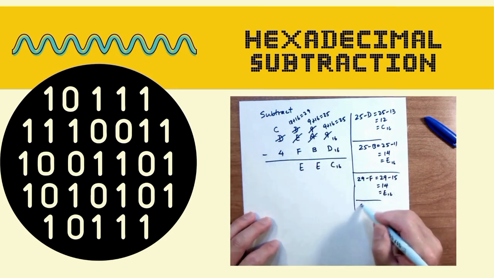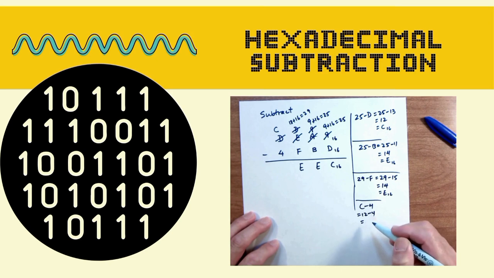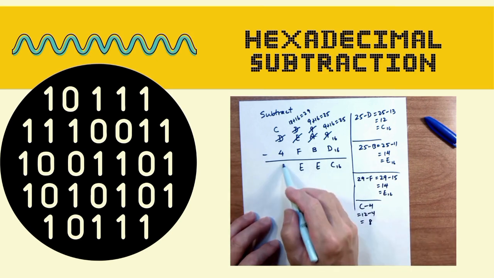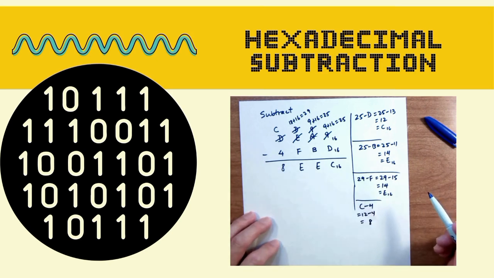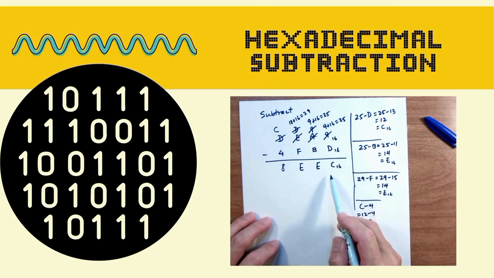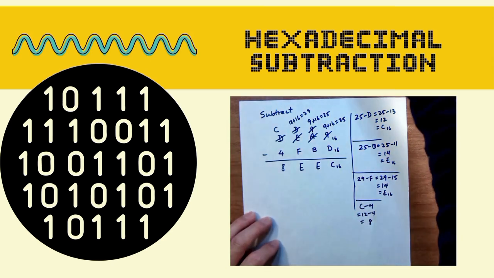So that's C minus 4. C minus 4 equals 12 minus 4, equals 8. That's the final value. The problem, DEA9 minus 4FBD based 16, equals 8EEC based 16.